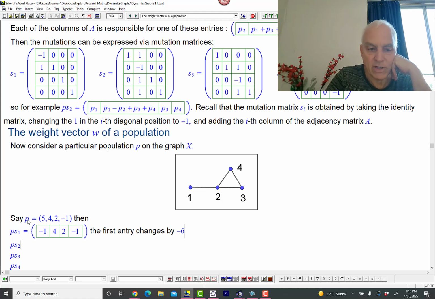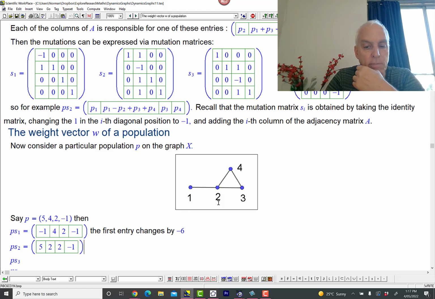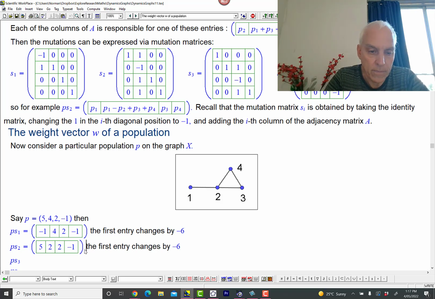Okay, what about if we go back to the population P and perform mutation S2? Well, we're getting 5, 2, 2, minus 1. So none of them change except for the second one, and that becomes a minus 4. Then we have to add minus 4, the sum of the neighbors, which is 6. So minus 4 plus 6 is 2. That's where there's a 2 there. So what happened to this entry? Well, the second entry, when we perform the mutation S2, changes by, in this case, minus 2.